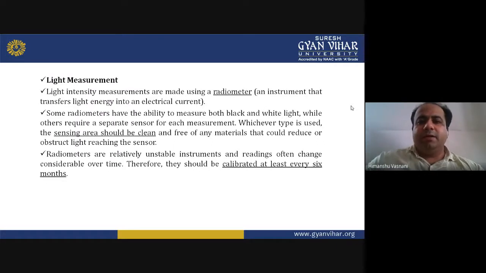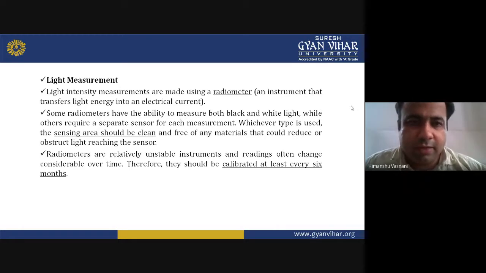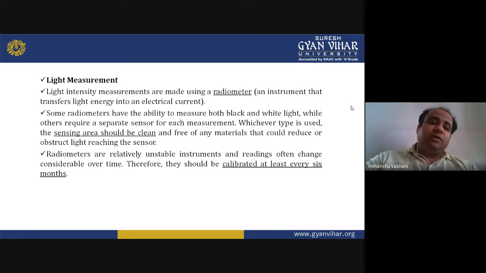Now, light measurement. Light intensity measurements are made using a radiometer. It is an instrument that transfers light energy into an electrical current. We had discussed radiometers previously also.